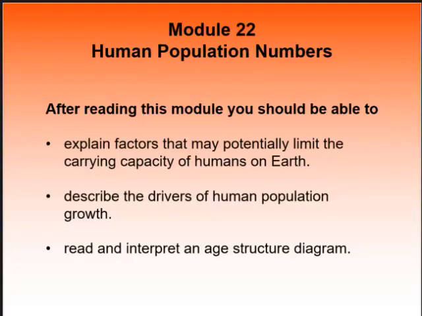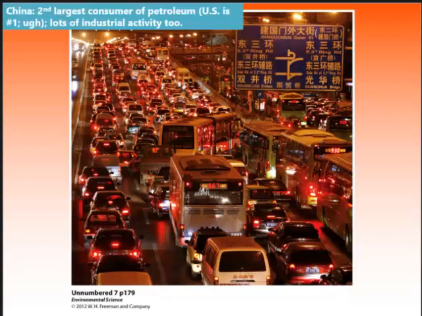Okay, so these are the objectives. We're really going to focus on all three of them. We're going to end with age structure diagrams. And in class, you are also drawing or constructing an age structure diagram, so you really understand the mathematics behind how demographers look at, evaluate, and compare populations.